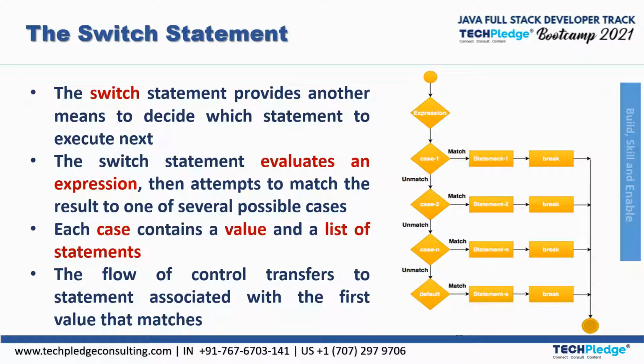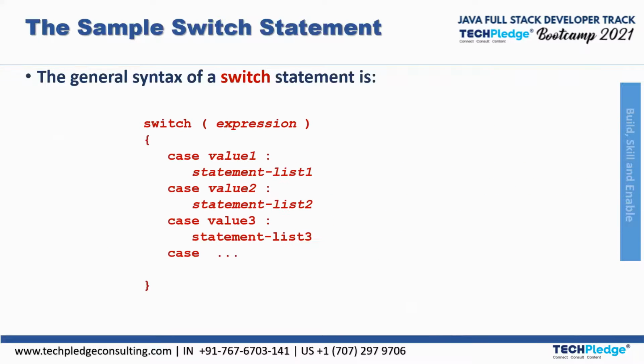It attempts to match the value against each case in the list. Every case in a switch statement starts with the keyword case. So every case is checked. If it matches, then good. If it does not, then it goes to the next statement. So this is the general syntax.